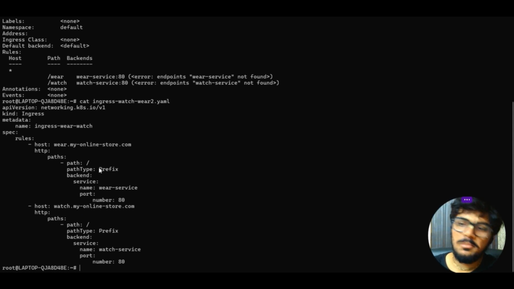These were actually being built on top of the prefix, so that's why they are being handled with the help of the prefix path type. Then the service name is the VS service, and there is the lot service, and the port number is 80. We also discussed the various services, whether it's NodePort, ClusterIP, or the load balancing services as well.